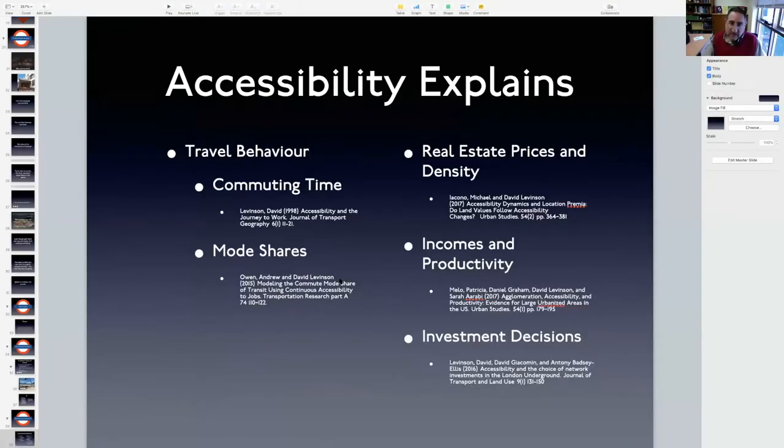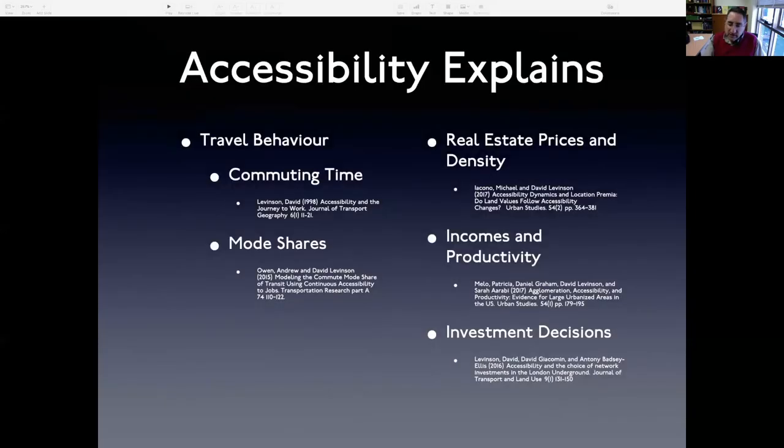And we know that accessibility explains investment decisions, that projects that have higher accessibility are more likely to be funded by public or private sector than lower accessibility producing projects. We saw this clearly in our analysis of the London Underground and the project that was built first, the Metropolitan Railway, added the most accessibility, and then every time they had a choice of which project to build, they basically built the project that added the most accessibility.